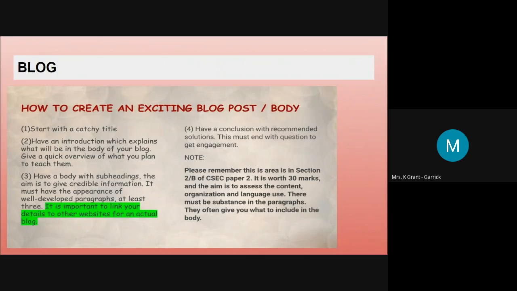Now, we need to remember that because this appears in section 2 or B of the CSEC paper 2, again, the emphasis is that you pay close attention to the scenario. They will tell you if they want you to write a blog, so you will know what to do. And then you have to look carefully at the information they're asking you to include in the blog, so that you put that in the body of your blog.